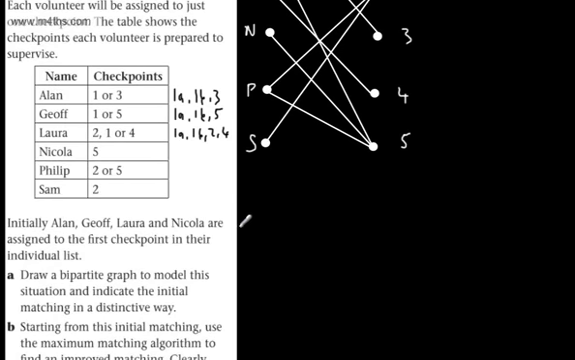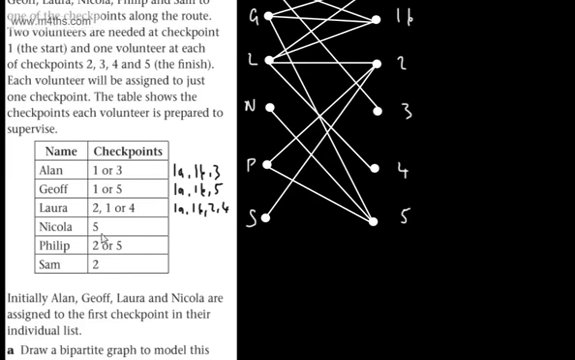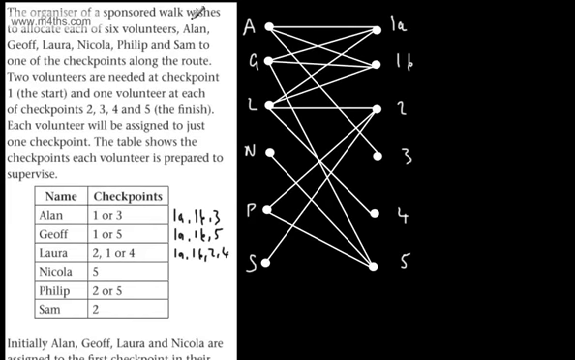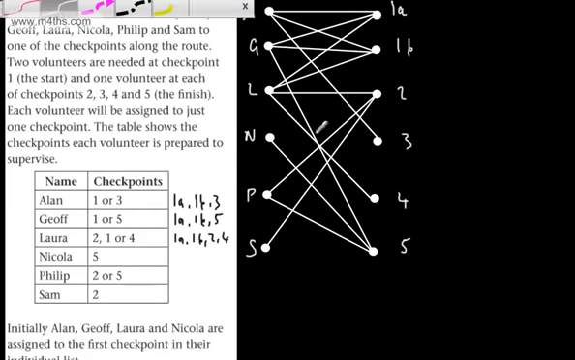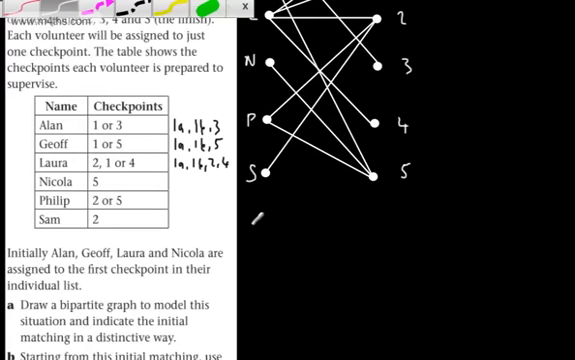Okay, so there's our bipartite graph, and we're going to indicate an initial matching. So initially, Alan, Jeff, Laura and Nicola are assigned to the first checkpoint in their individual list. So let me do that, and I'll scribble that just here. We've got our 6 people, and what I'm going to do is just put these up.